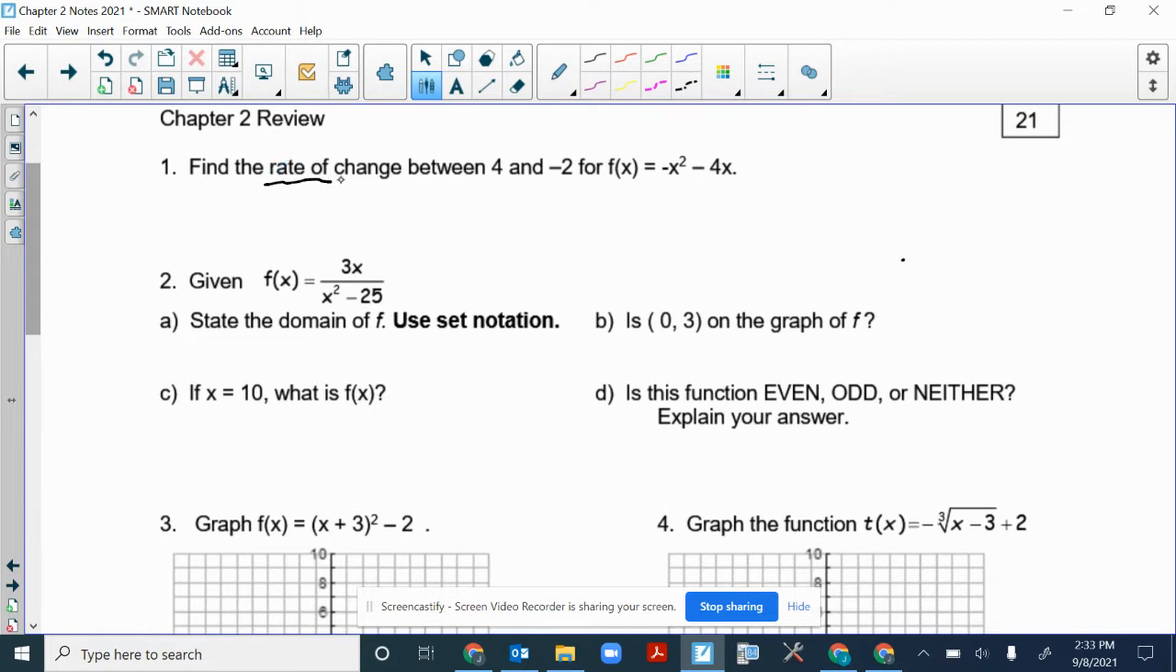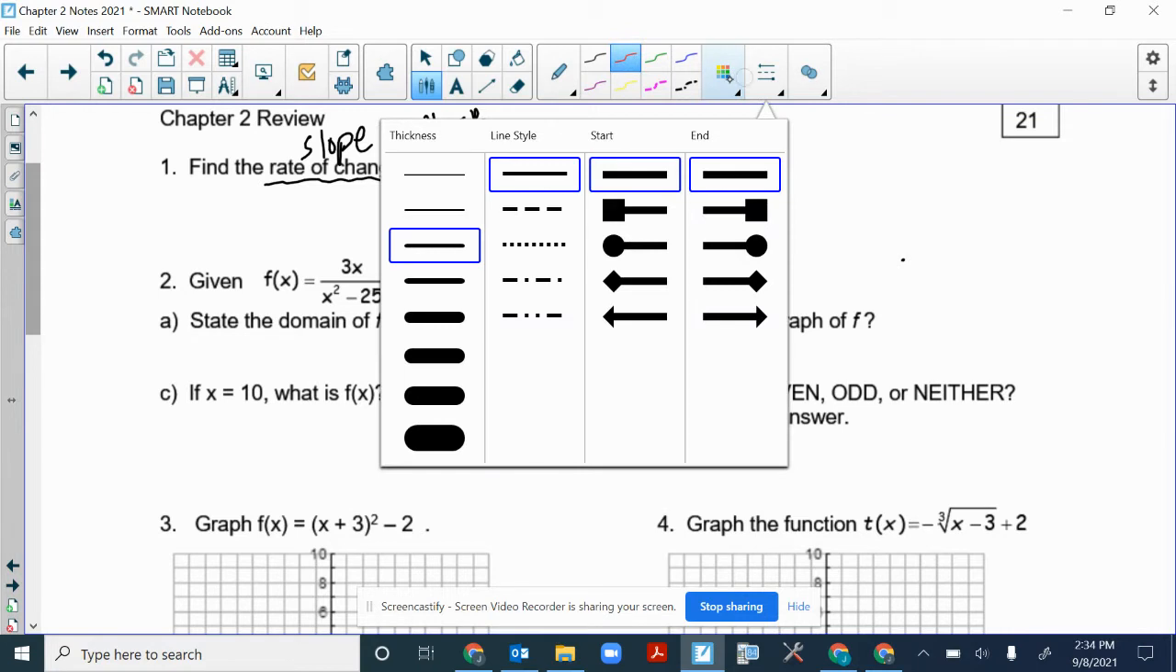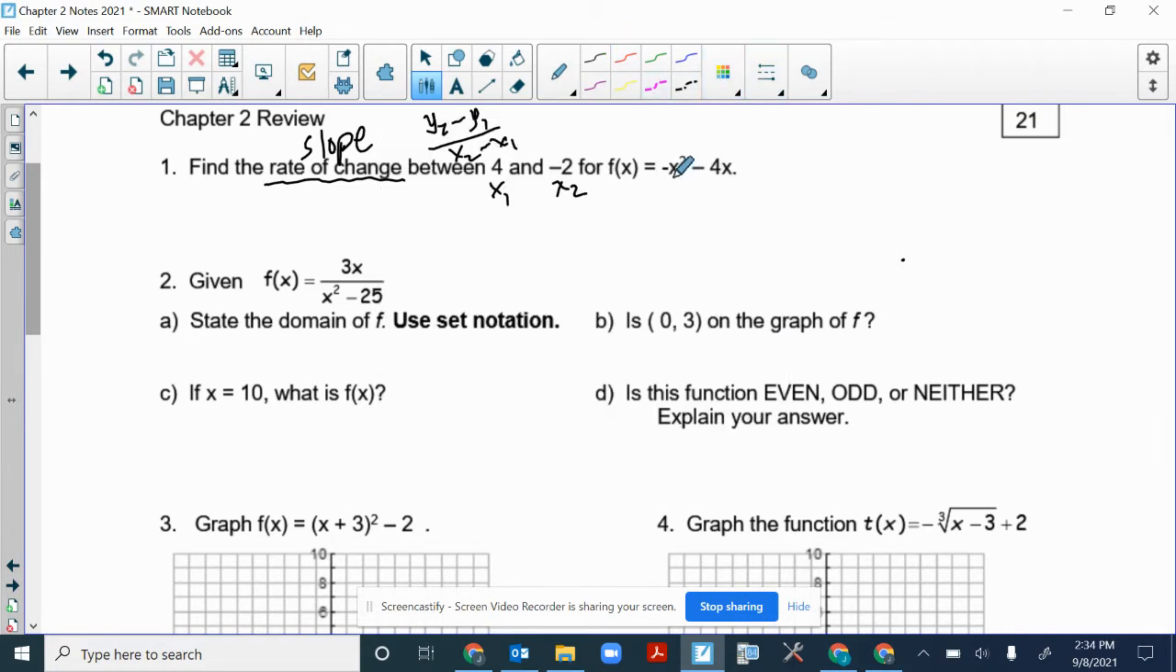So first, as soon as you see average rate of change, you should think slope, right? And for slope, we know the formula is y2 minus y1 over x2 minus x1. And so we need x's and y's. Well, we have an x and an x. So we need to get y's, and the way we're going to do that is by substituting them in. So let's go ahead and do that.